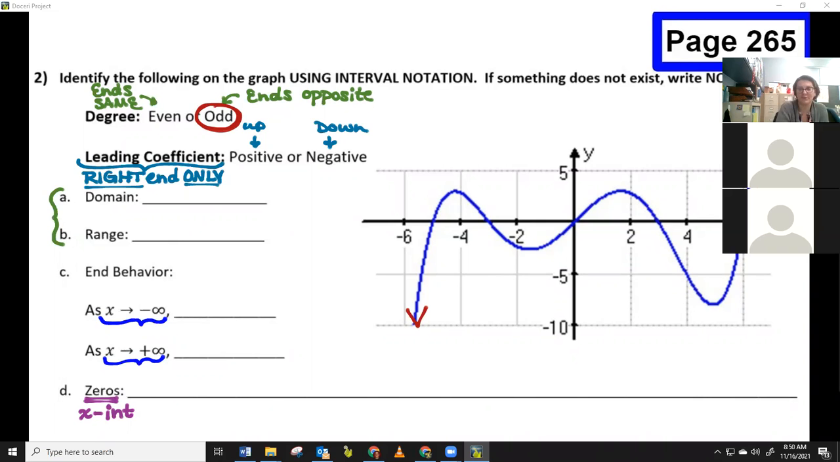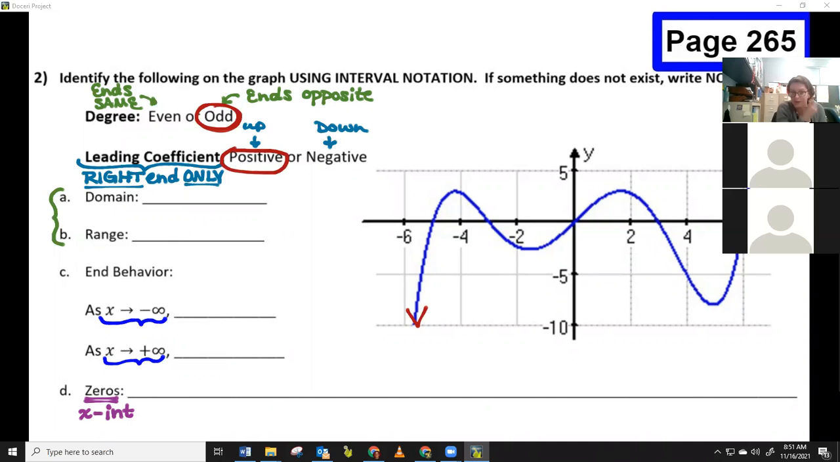Does it have a positive or a negative leading coefficient? Only looking at the right end for this. Type it into the chat. You can do a plus or a minus sign. Positive, yes. Positive because the right end is pointing up.